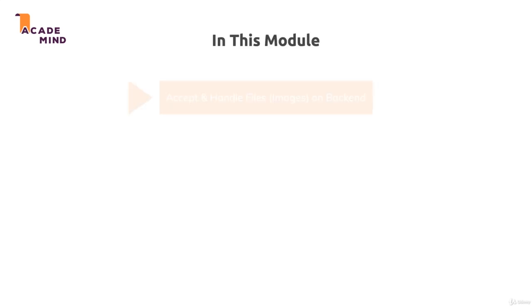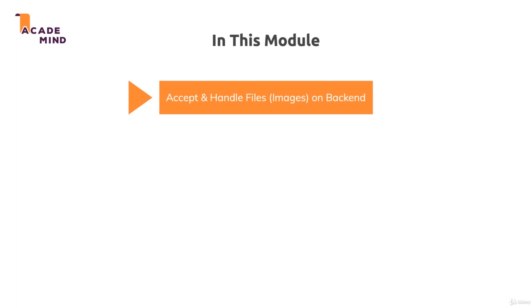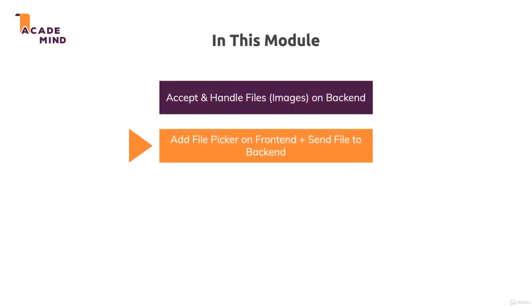In detail, you will learn how to accept and handle files, or specifically images, on the backend of our application, so on the server side, on Node.js side. And of course, we'll also cover the frontend and see how we can add a file picker there in our form and then get that file from the frontend with an HTTP request to the backend. All these things will be done in this module.